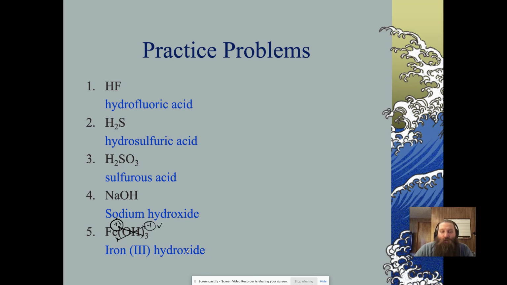And there we go. So again, we're just naming it. That would be a stock system naming question. So we're naming it just like we did back when we did the naming unit. All right, let's go the other way. Let's take our name and write a formula. So we have calcium hydroxide.